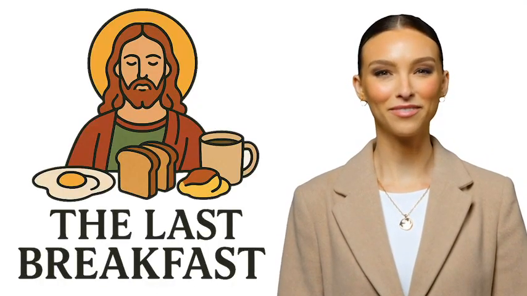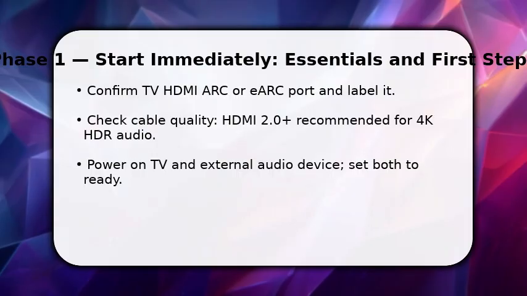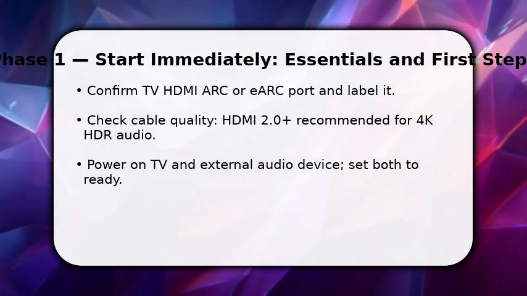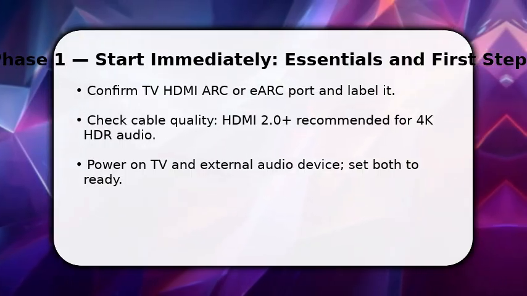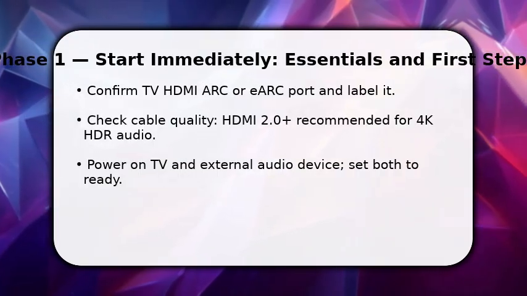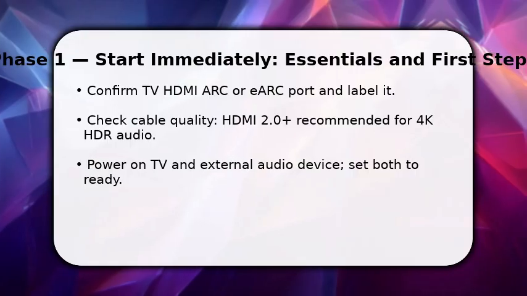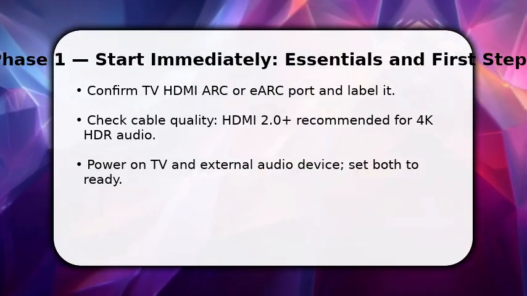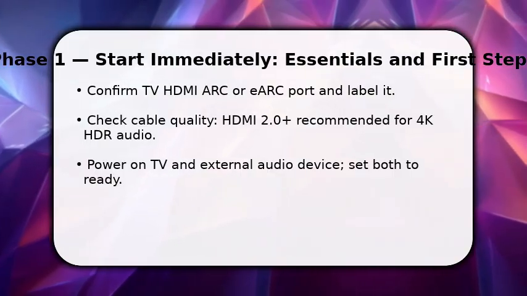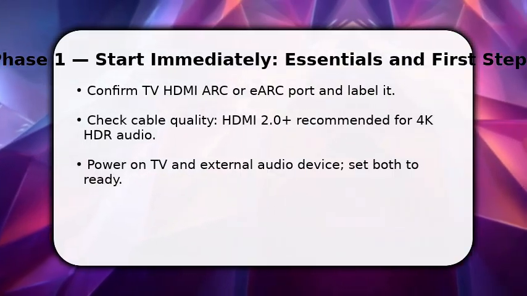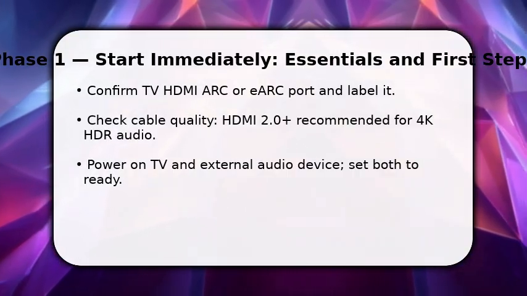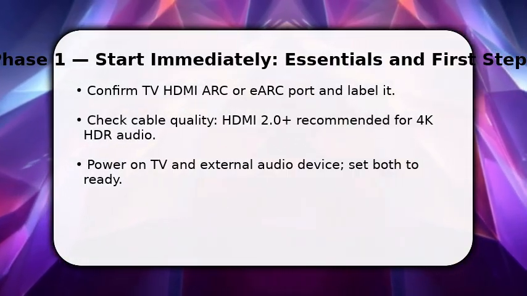You start by checking hardware. Identify the TV HDMI ARC or eARC port and the HDMI cable rating. Once done, power on the TV and external amp or soundbar so they can handshake. Make sure the audio device is set to receive HDMI input. That enables device discovery. You should also set TV speaker output to external audio, not TV speakers, to avoid double sound. This establishes a controlled signal path and prevents mismatched formats during the next steps.